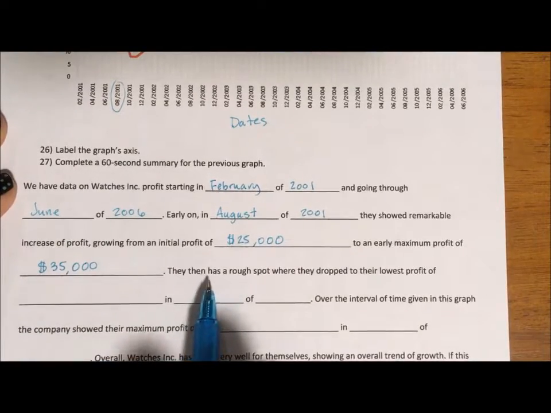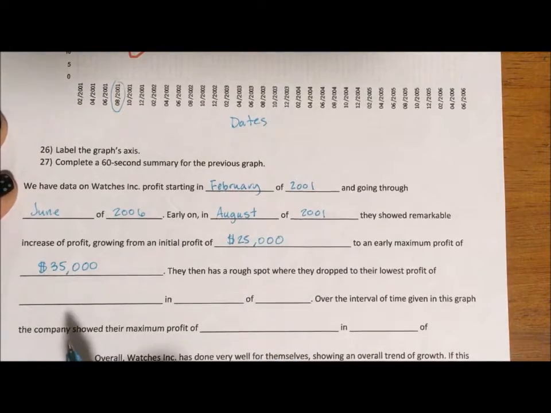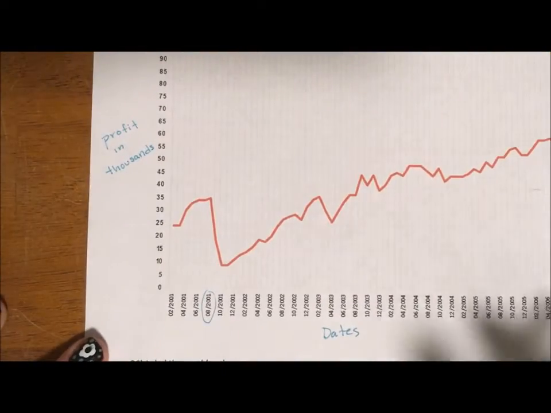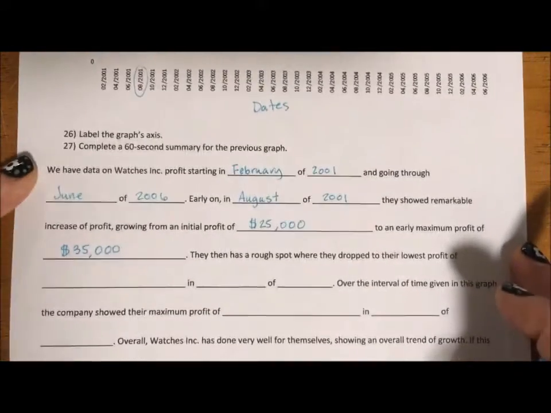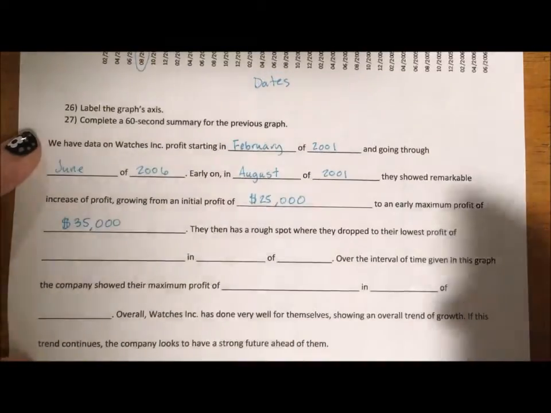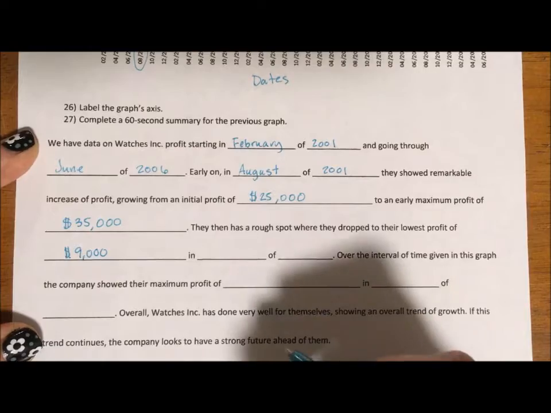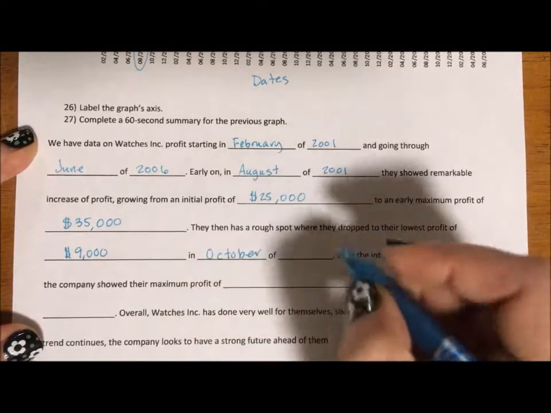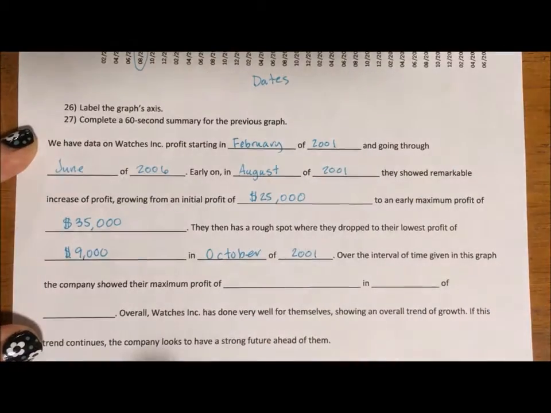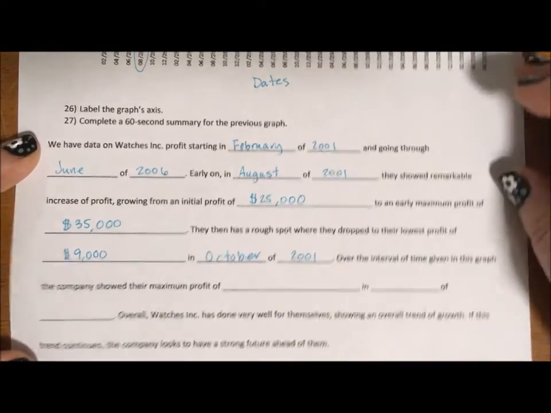They then had a rough spot where they dropped to their lowest profit of, let's see, their lowest profit right here. It looks like it's about $9,000. Okay, so in October of 2001. Over the interval of time given in this graph, the company showed their maximum profit of blank and blank. These are our last fill-ins.